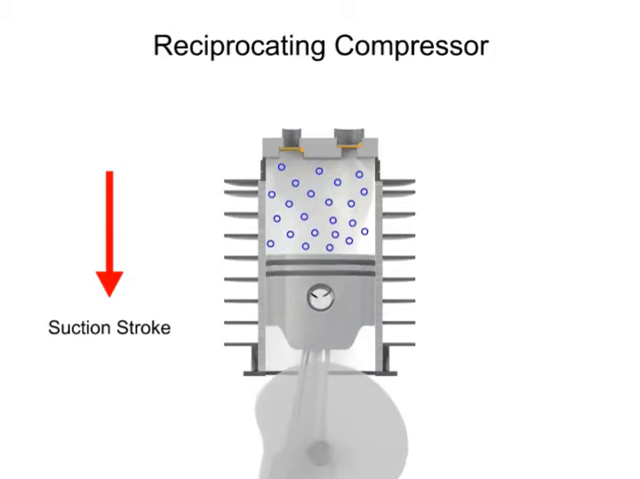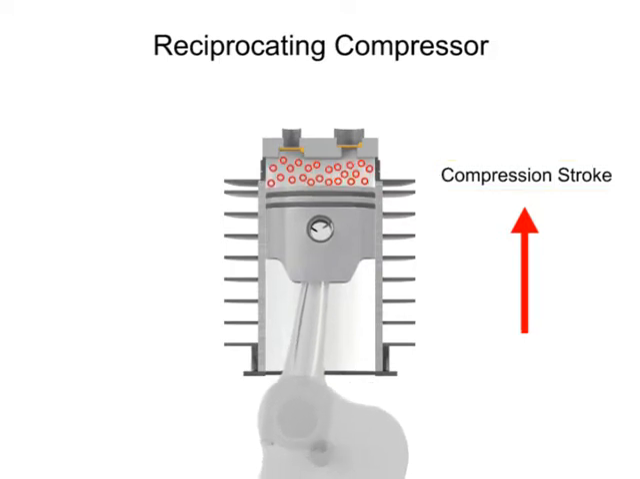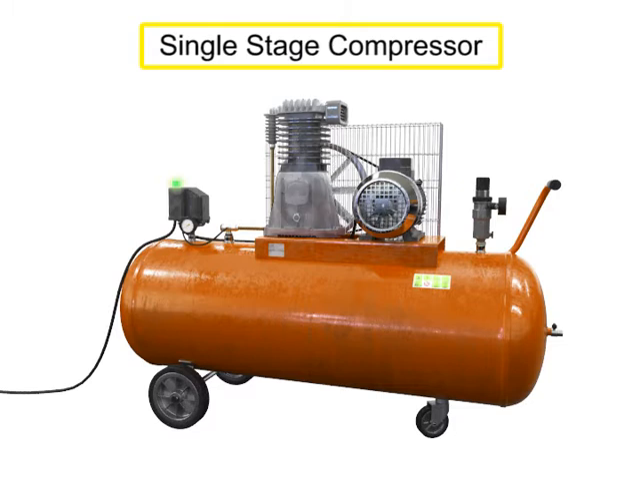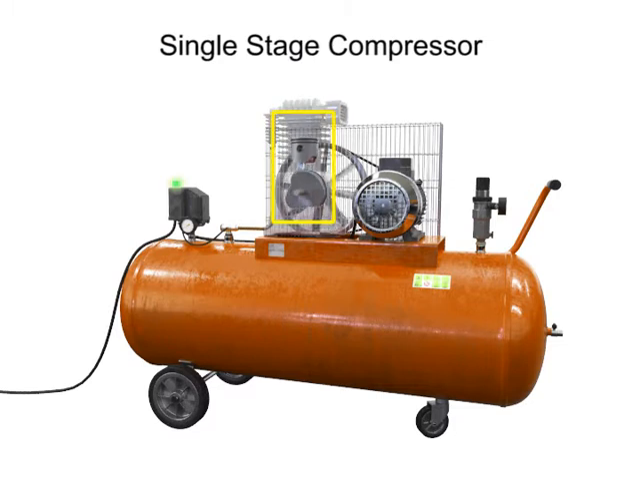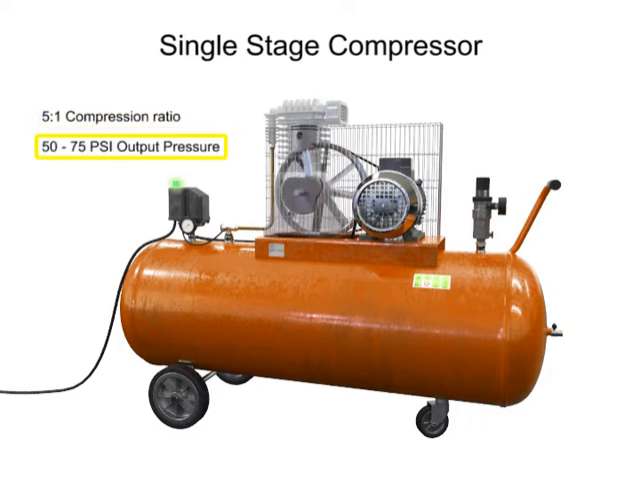As the piston begins its upward compression stroke, the volume within the cylinder decreases. The decrease in volume causes the pressure within the cylinder to increase. The increase in pressure opens the outlet valve and compressed air discharges from the cylinder. This is a single-stage compressor. It has only one piston and cylinder and compresses the air in only one stage. A single-stage compressor typically has a compression ratio of 5:1 with an output pressure of about 50 to 75 psi.